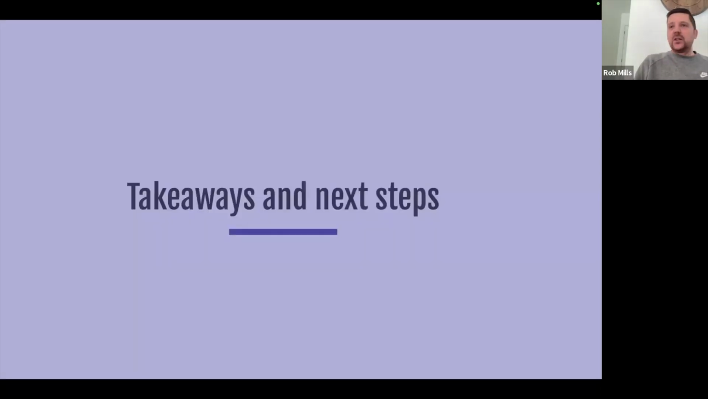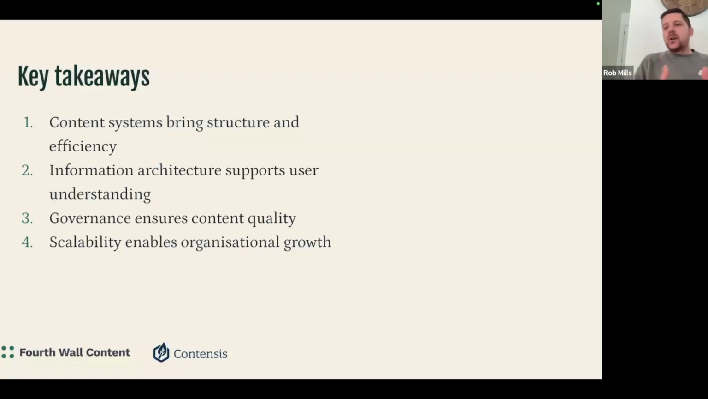So we have covered a lot, so I'm trying to summarize it as best I can. I think for me, maybe the four key takeaways are: content systems bring structure and efficiency, so they turn content from a recurring expense into a strategic asset. Second, information architecture supports user understanding, so good organization makes content actually useful and not just available.